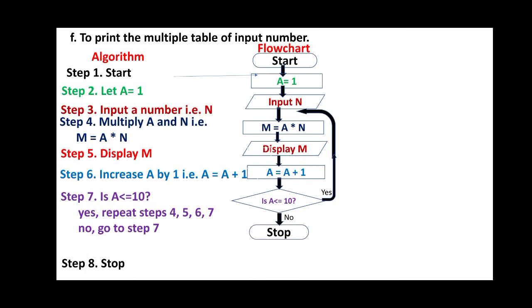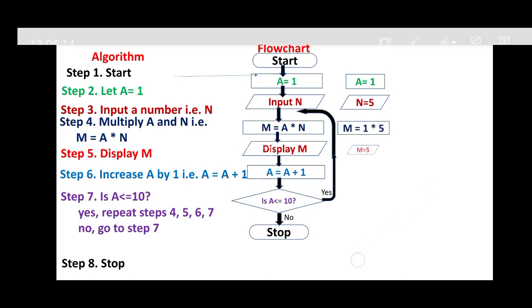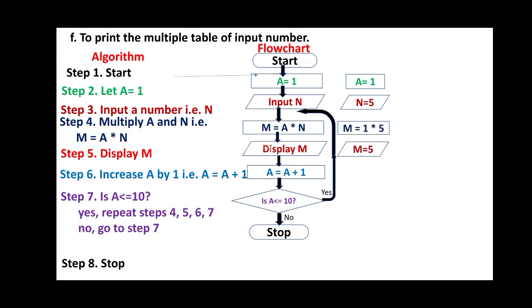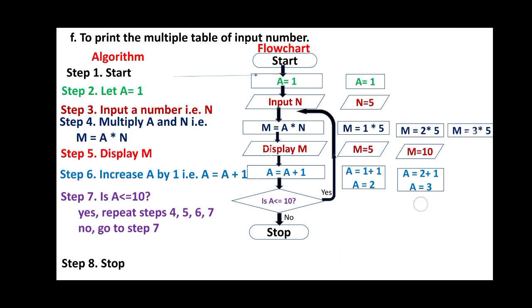In this way, for an example, let me show here: a equal to 1 and n equal to 5, as in the previous example. Then step 4 is multiply, and step 5 is display. Again increase a by 1, and it becomes 2, again multiply and display, again increase by 1, that is 3, again multiply, display and increase. In this way it works. It's a very simple way, but you must analyze the problem first.